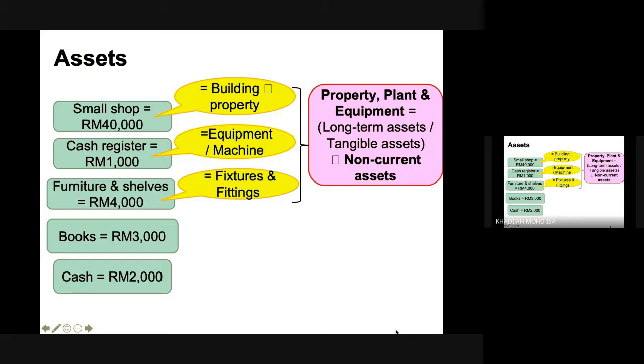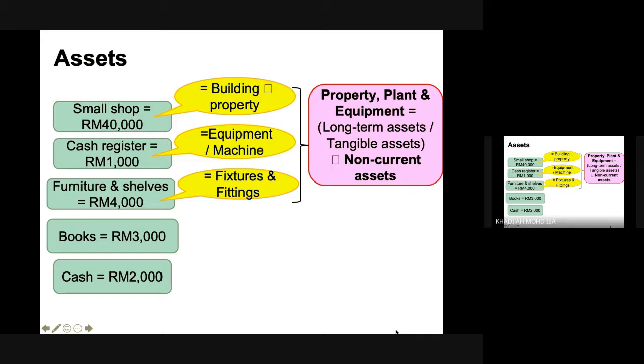So under the big topic, property, you have asset. Under asset, you have PPE, property, plant, and equipment. And under PPE, you say, okay, I have a building of 40,000, an equipment of 1,000, furniture and fittings of 4,000. This PPE is also known as a long-term asset. Long-term means it can be used by the company for more than 2 years. And it's tangible because you can touch that asset.